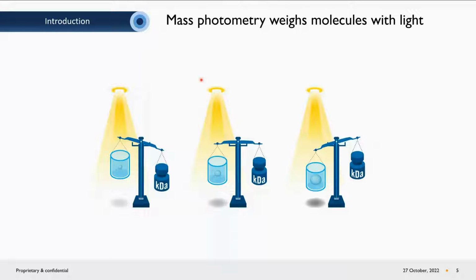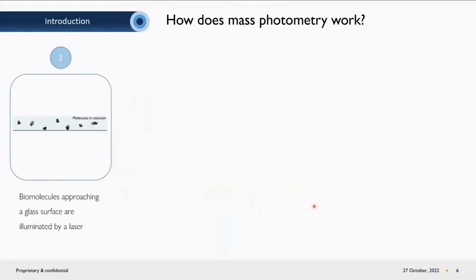And how do we do that? So basically, mass photometry weighs molecules with light. And in this cartoon, it's quite nicely shown how we do that. Basically, a small molecule is a light molecule, and if you shine light on it, it gives a very small shadow. And the bigger the protein, the bigger the shadow, the darker it is. This is sort of what we do.